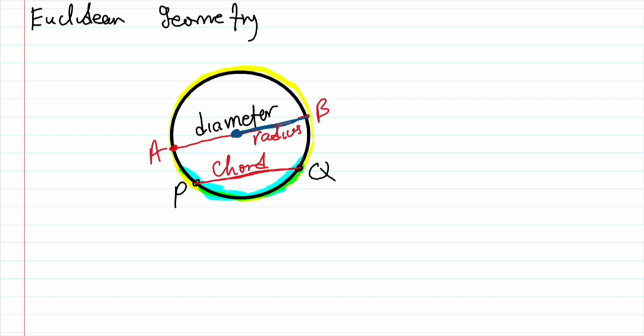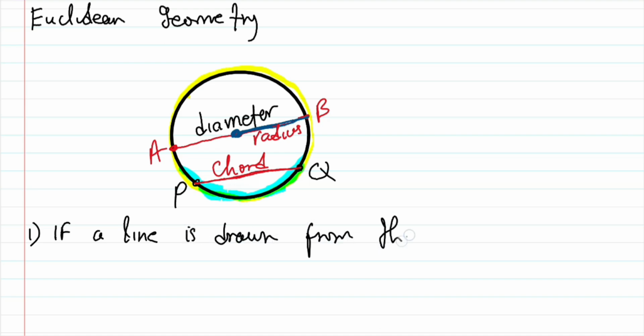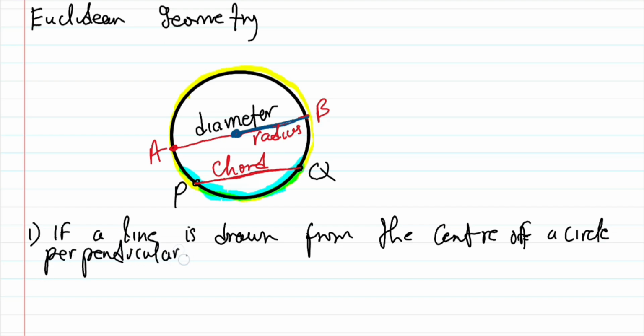So let us talk about some theorems that we have. The first theorem that I'm going to talk about is this. If we have a line which is drawn from the center perpendicular to the chord, that line will bisect the chord. So if a line is drawn from the center of a circle perpendicular to the chord, then that line will bisect the chord.